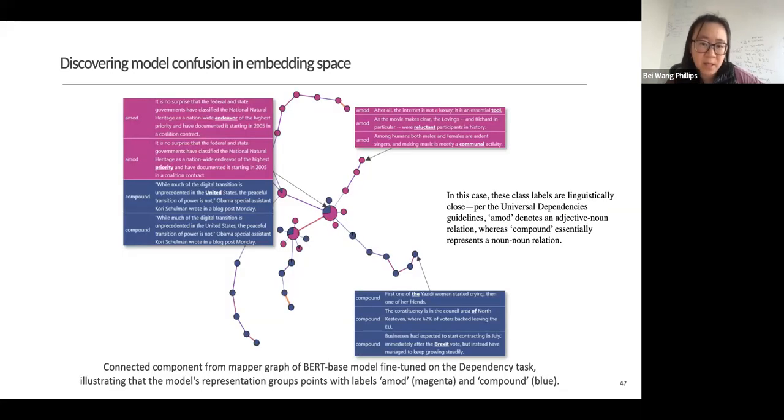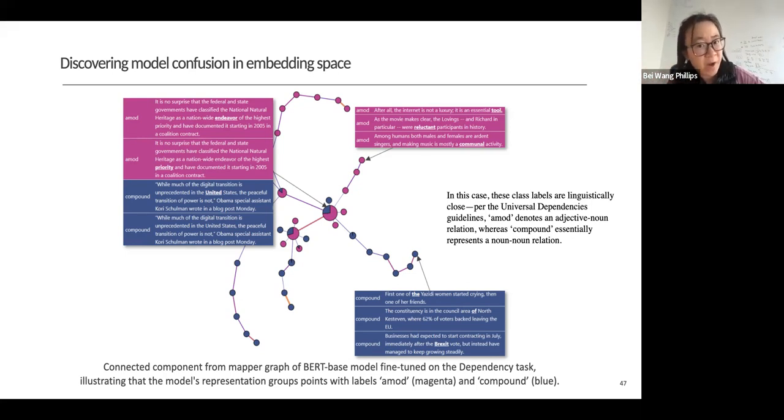The next one is another bifurcation in the macro graph. Again, this is for the BERT-based model. There are two labels here. Of course, I'm not an NLP expert, but our expert feedback says amount and compound are two class labels that are linguistically very close to each other. One is related to adjective-noun relation, the other represents noun-noun relation. So this is, again, an area where the model is confused.